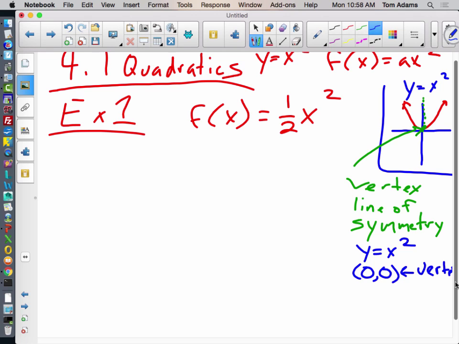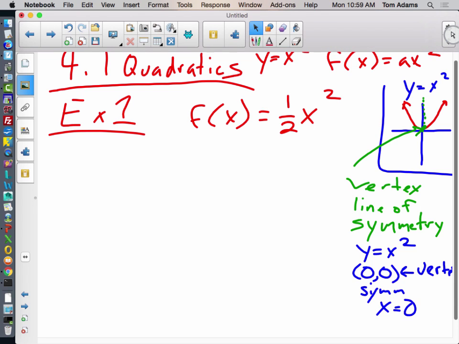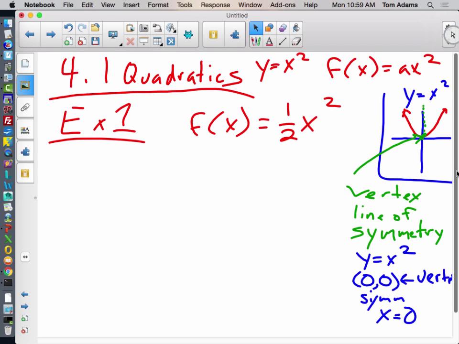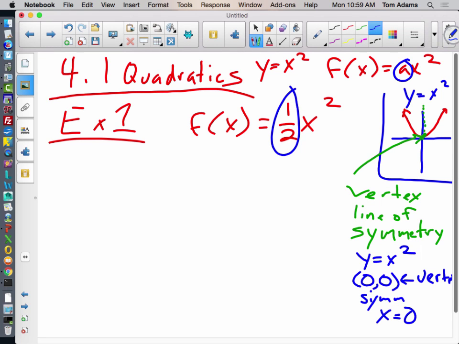Oops, ran out of room. And then the line of symmetry is x equals 0. And so when we transform the functions to make it fit models or data, we're going to take that graph, we shrink it or stretch it, move it up or down, left or right. Okay? So we're going to start with the first basic thing, and that is going to be this, what we call a constant multiplier, or the coefficient of x squared.